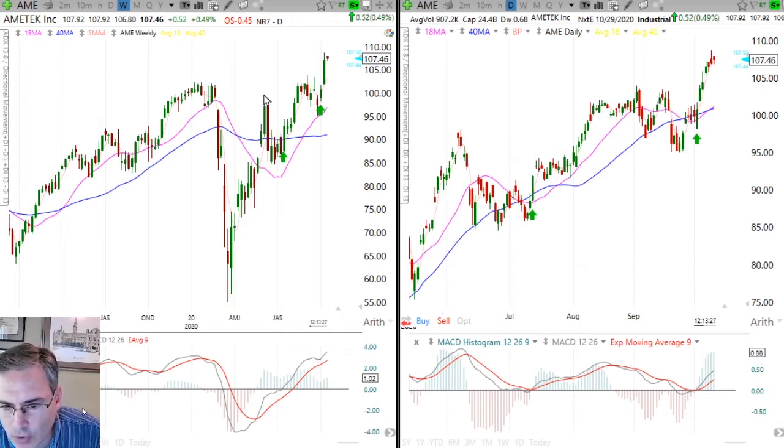So you get this crossover pattern, then you get the pullback. Now, most of the time I'm looking for 2 lower highs on this time frame to make sure that we've gotten a pullback. In this case, that happened. We had a lower high here and a lower high here. In fact, we had a third lower high that was an inside bar.